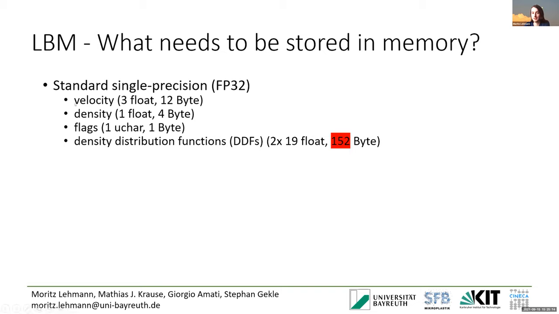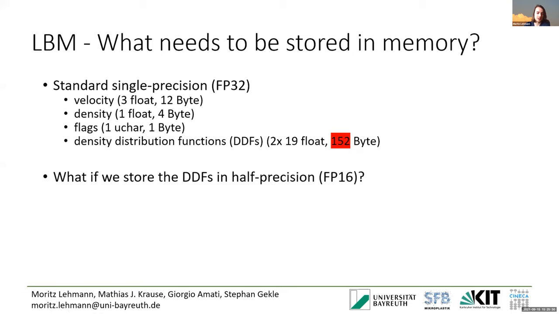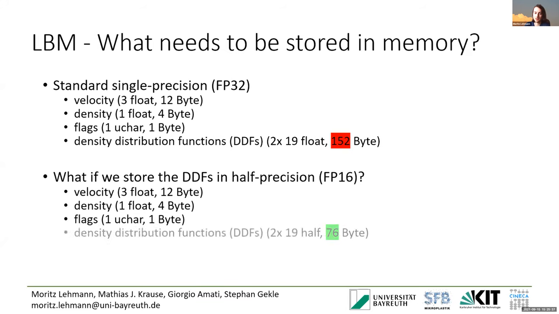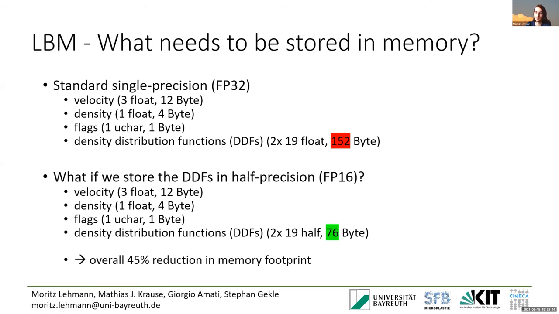However, you also need these density distribution functions. They're also called populations. And you need to store them twice for most implementations. So they make up most of the memory, 152 bytes in this case. But what if we store these density distribution functions in lower precision, in only half precision? So we still have the 17 bytes of the other stuff, and then only 76 bytes for the DDFs. So overall, the memory footprint is reduced by 45%, almost cut in half.